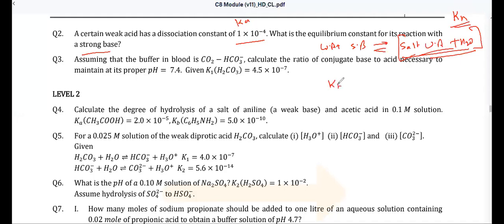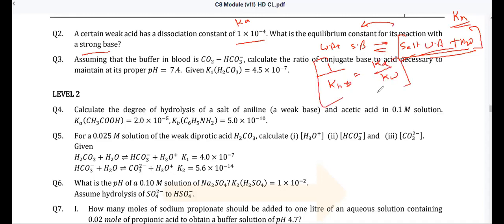So what's the formula for KH? Tell me. Basically it is a reversible reaction. So basically 1 by KH. You are asked to find 1 by KH. So what is 1 by KH? 1 by KH is Ka by Kw.